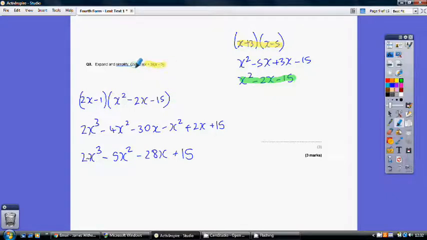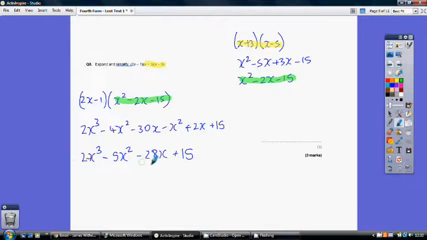So I now take my 2x minus 1 and I multiply it by this x squared minus 2x minus 15. I'm just taking my 2x minus 1 and multiplying that by what I got when I multiplied these 2 brackets together. So again, lots of care. So 2x times x squared is 2x cubed, 2x times minus 2x is minus 4x squared, 2x times minus 15 is minus 30x. Then moving on to the minus 1, minus x squared plus 2x plus 15.